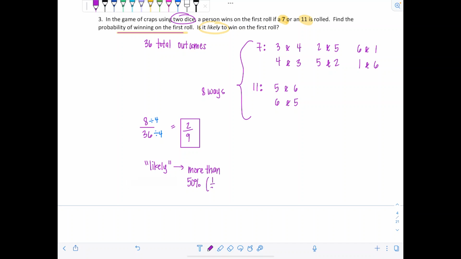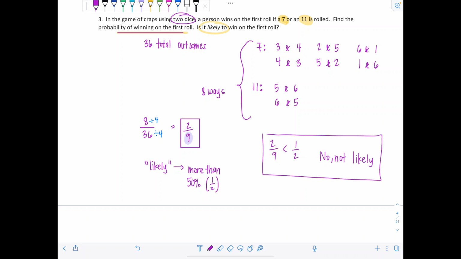Or more than half. So is 2/9 bigger than 1/2? No, it's not, right? If you can't compare your fractions, then you can just get a common denominator, okay? Or just think, what's half of 9? 4.5, right? So 4.5 over 9 would be 1/2. So 2 is way less than that. So since 2/9 is less than 1/2, then we say no, it's not likely to win on the first roll.